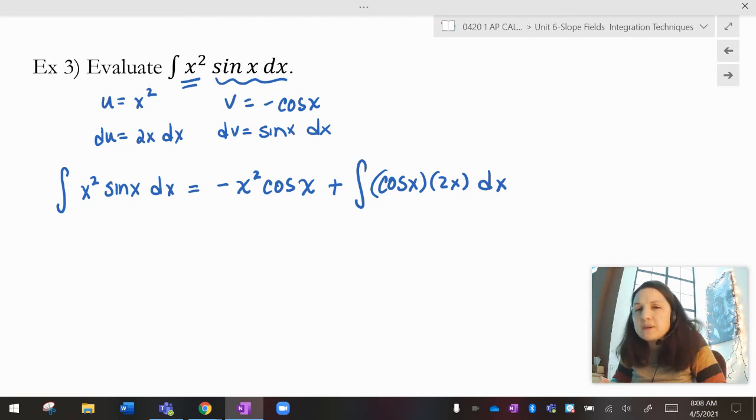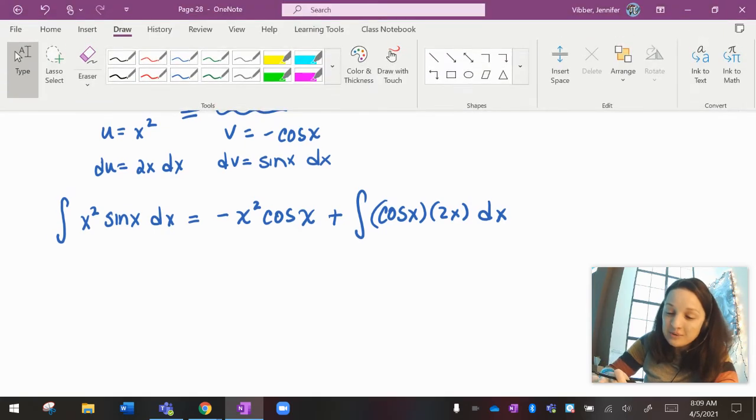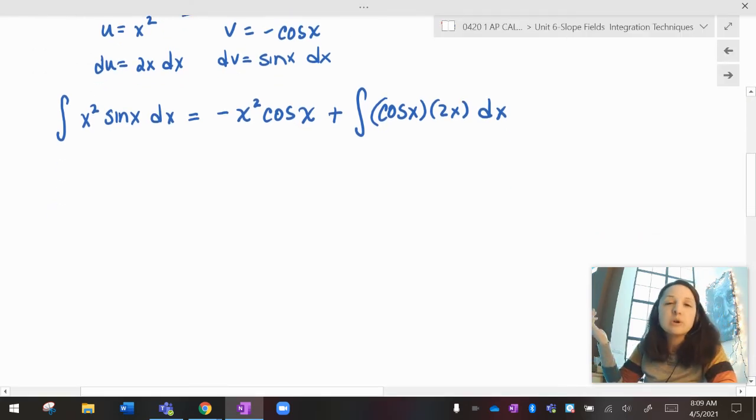Now my v du part is another product. You know what that means? We get to do integration by parts again. Yay! So what I'm going to do is say, wait a second. One integration by parts wasn't enough. Now I got to do it again.